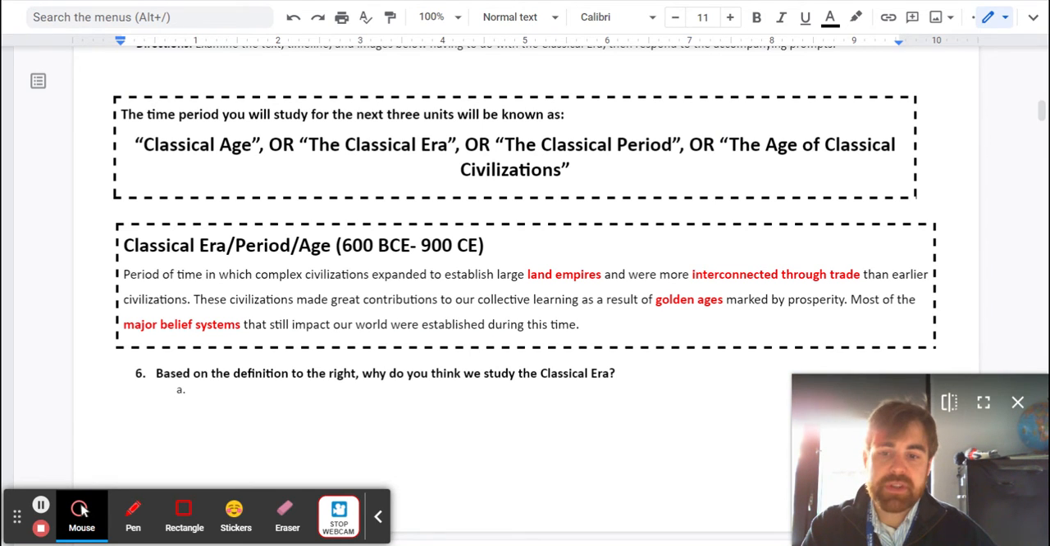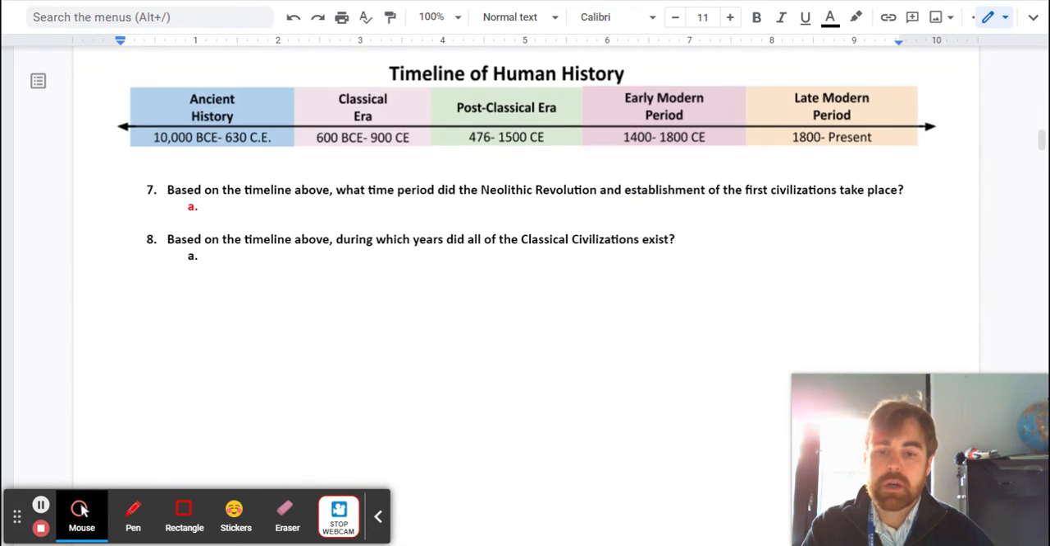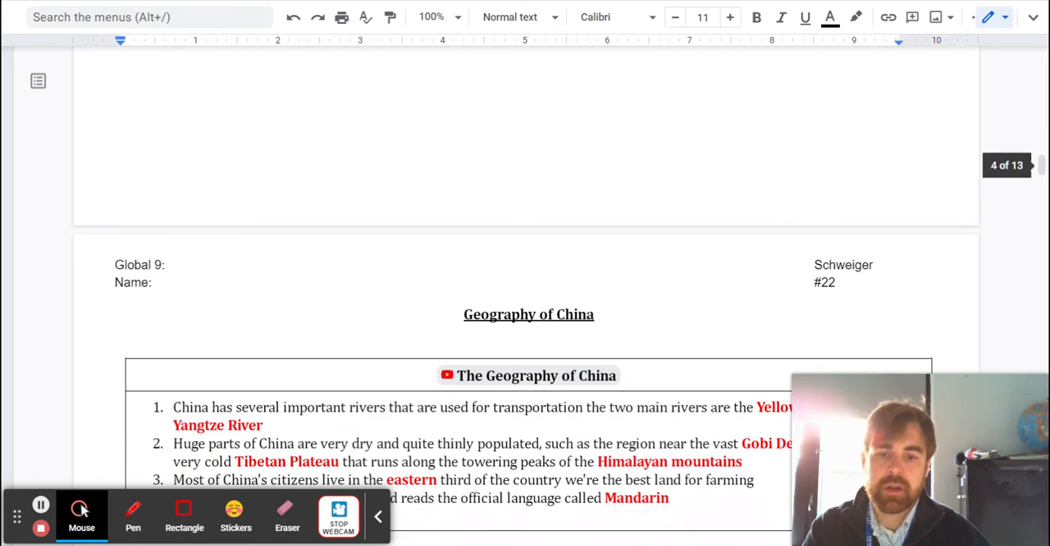And most of the major belief systems that still impact our world were established during this time period. Like when I said India falls into this, Hinduism and Buddhism were developed. We're also going to see Christianity develop in Roman times, and Confucianism and Taoism and some of these other belief systems. For this part, you're just looking at the timeline, with a couple of easy questions.